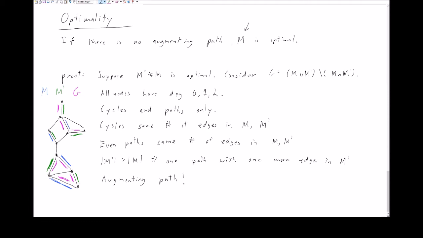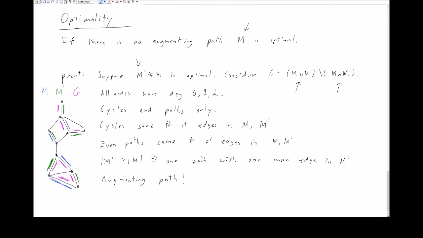So for the sake of contradiction, suppose we have some matching M prime that's not equal to M, and this new matching M prime is an optimal one. We're going to consider the graph constructed by taking all the edges of both M and M prime and subtracting out the edges that are in both M and M prime. This is similar to the operation we use for augmenting paths.